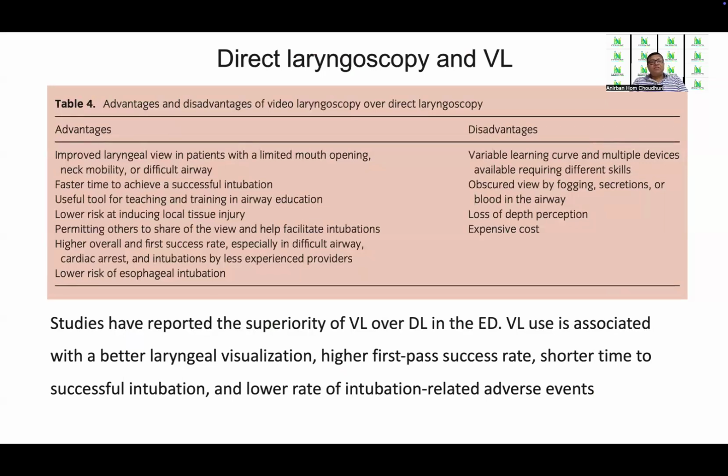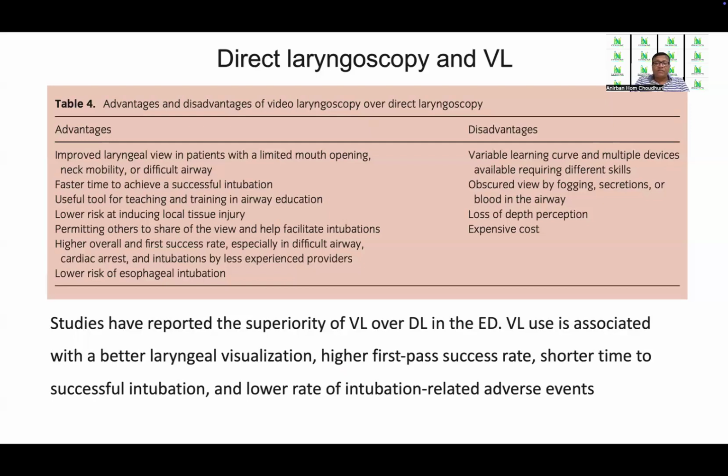There are certain advantages of video laryngoscopy over direct laryngoscopy, like improved laryngeal view in patients with limited mouth opening, neck mobility, or difficult airway, and faster time to achieve a successful intubation. It is a useful tool for teaching and training. There is lower risk of inducing local tissue trauma or damage. It permits others to share the view and also help facilitate intubation. Higher overall first pass success rate, especially in difficult airway, in cardiac arrest and intubations by less experienced providers, and also because it carries a lower risk of esophageal intubation.